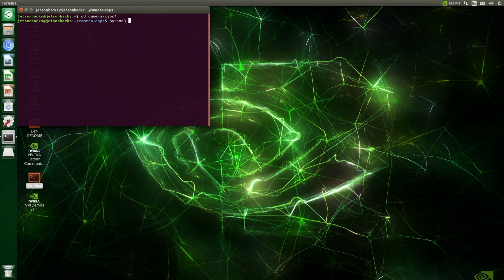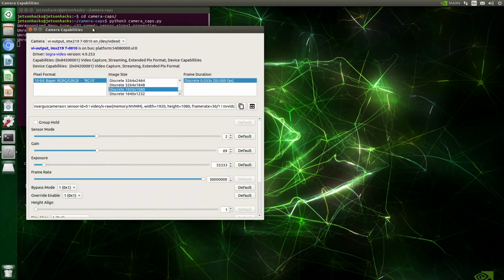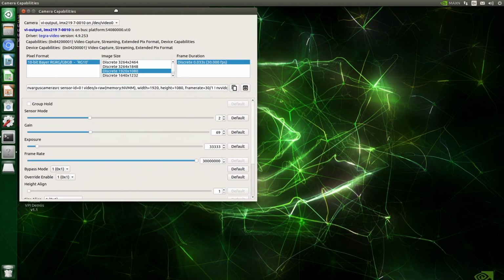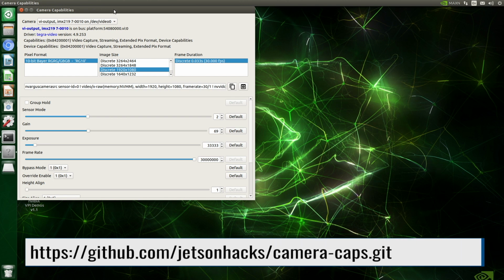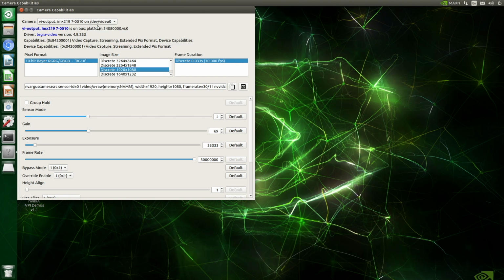I've attached four cameras to the Jetson Nano reComputer. There are two Raspberry Pi CSI-type cameras, a Logitech webcam, and a 4K Thine Solutions Thea camera. From the Jetson Hacks repository on GitHub, I have loaded up the repository camera-caps. We can see one of the Raspberry Pi CSI cameras on video zero. It's a 10-bit Bayer camera. Let's run it at 1920 by 1080, 30 frames per second.